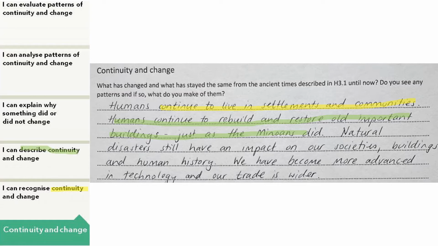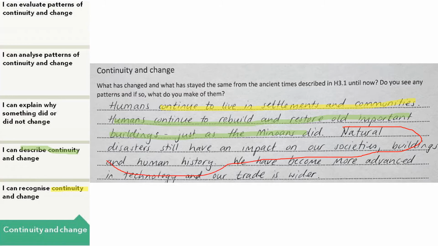Natural disasters still have an important. So now I'm going to ask: are they explaining why something did or did not change? Natural disasters still have an impact. We've become more advanced in technology and our trade is wider. Natural disasters still have an impact on our societies. Is that explaining why we continue to live in settlements? Natural disasters still have an impact? Not really. Saying that natural disasters still have an impact on our society, that's really another continuity, right? That there is yet another continuity.